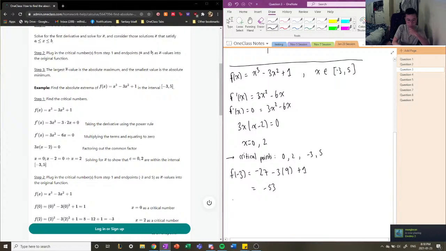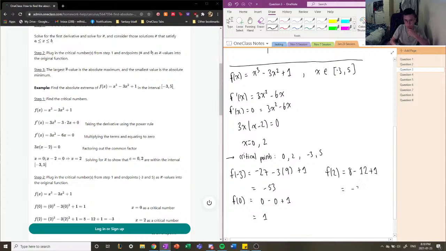Next, we want to evaluate f of 0. And that's going to be equal to 0 minus 0 plus 1, which is equal to 1. Next, we want to evaluate f of 2, which is equal to 8 minus 12 plus 1. And that's equal to -3.